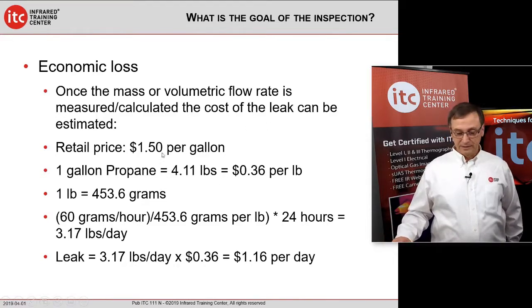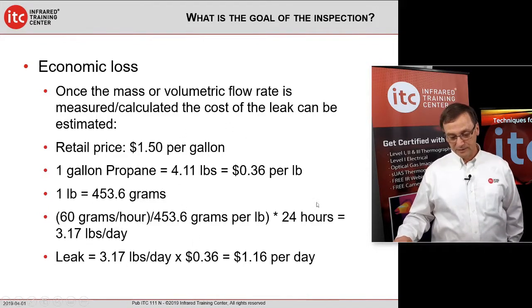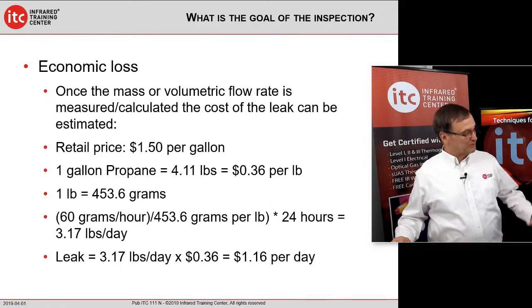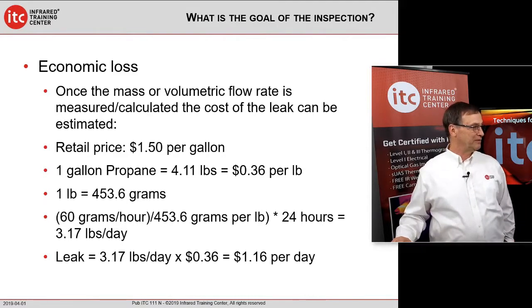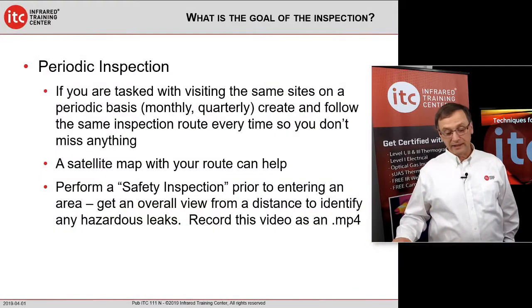And so here's just a quick example of that. How do we calculate that? The retail price was about $1.50 per gallon for propane, and you do all this stuff, 1 pound, 453.6 grams, 24 hours a day. That was a $1.16 a day leak. And so that one wouldn't necessarily be an economic reason to fix that leak if you had expensive resources. So this is a tool that you could use to evaluate when you are going to take action.